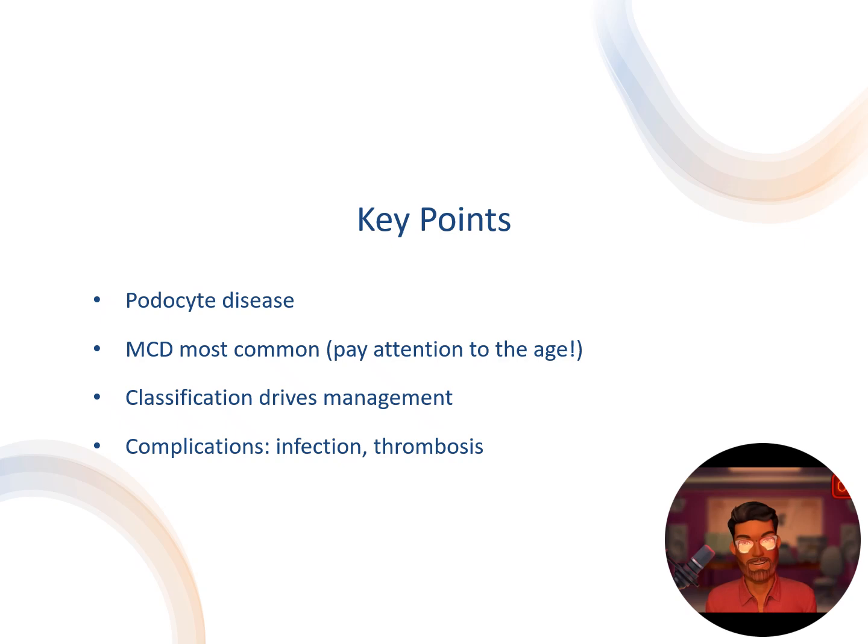What are the key points? Minimal change disease, nephrotic syndrome, is a podocyte disease. Minimal change is the most common cause of nephrotic syndrome, but again, pay attention to the age. Classification drives management, as we discussed. Most minimal change disease falling in that 1 to 10 age range, 80 to 90% of them will respond to steroids, but again, many of them will have at least one relapse, and many of those will have multiple relapses. And if they do not respond to steroids, then you have to start thinking of genetics, biopsy, trying other immunosuppression, but that may not work.